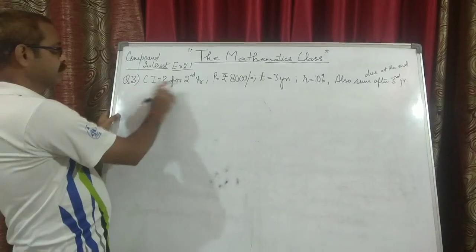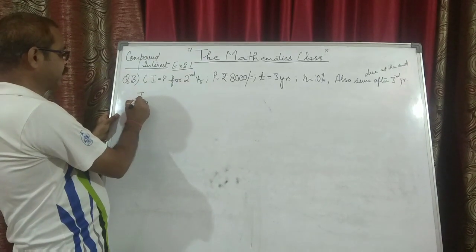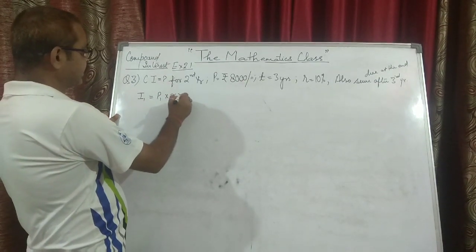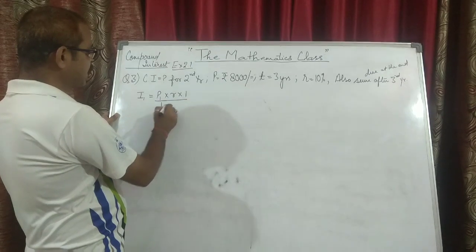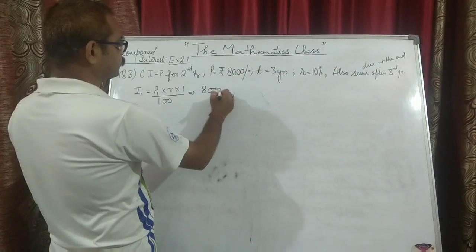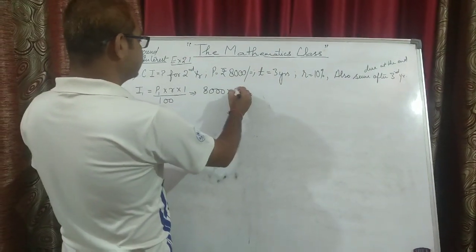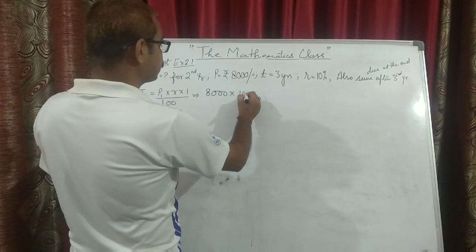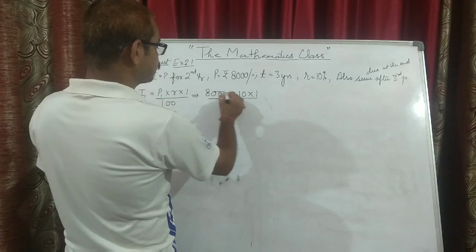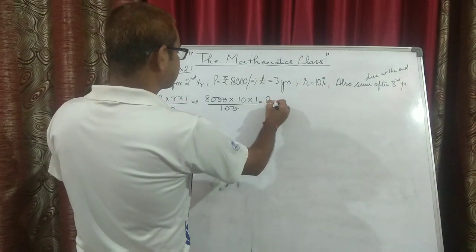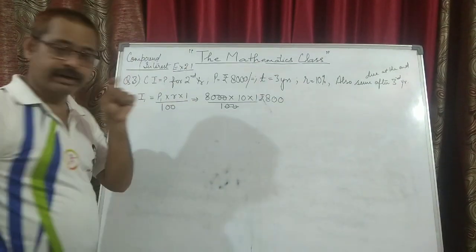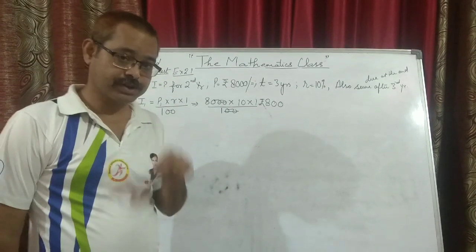Now let's take the first year. Interest for the first year will be principal for the first year into rate, into time, which is 1, upon 100. Principal is 8,000 into rate 10% into 1 upon 100. Zeros cancel, and it becomes rupees 800. Rupees 800 is the interest after the first year.